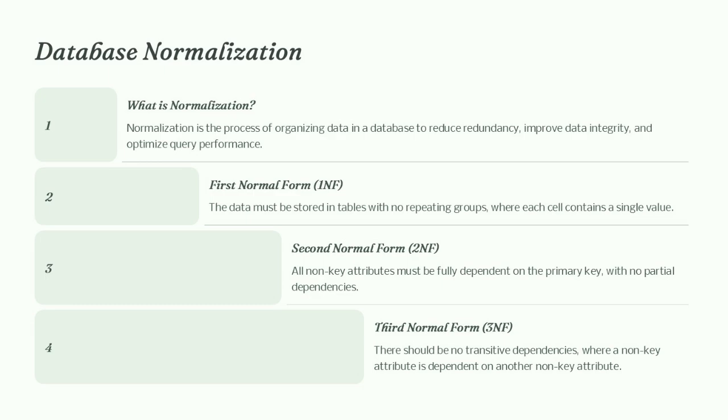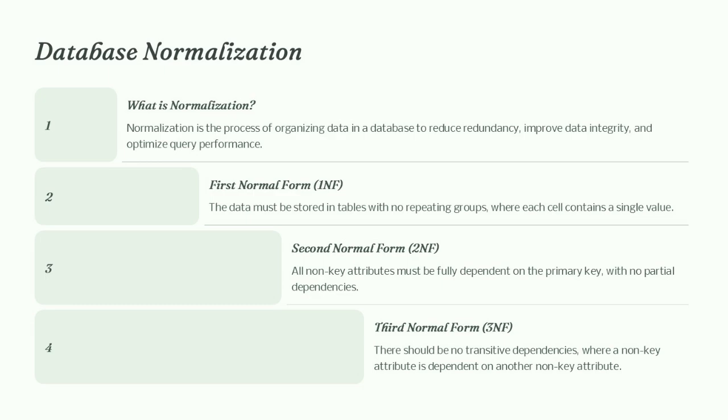Database normalization is the process of organizing data in a database to reduce redundancy, improve data integrity, and optimize query performance. The first normal form, 1NF, requires that the data be stored in tables with no repeating groups, where each cell contains a single value.